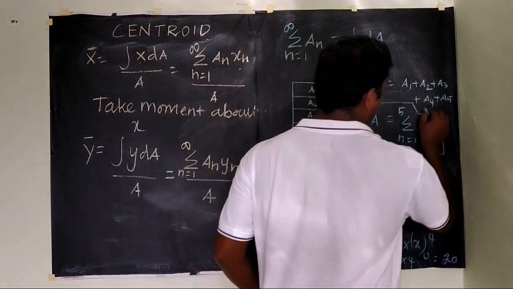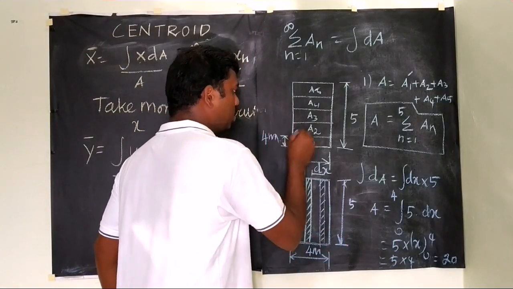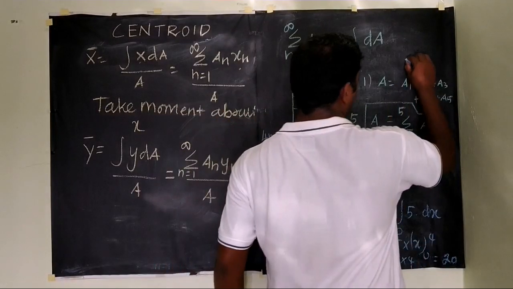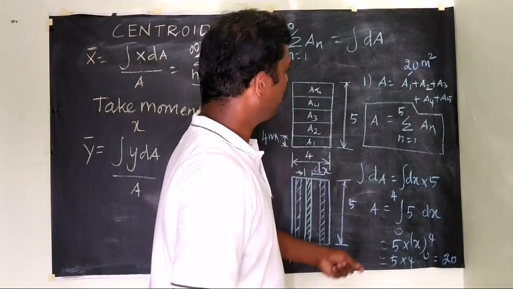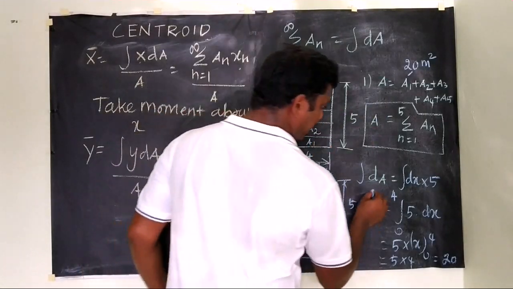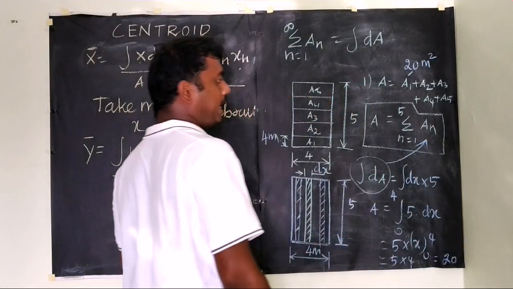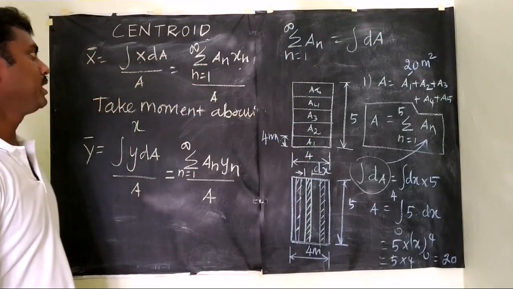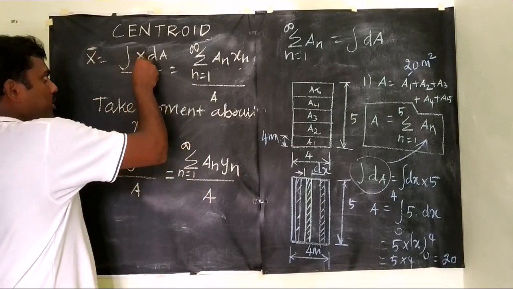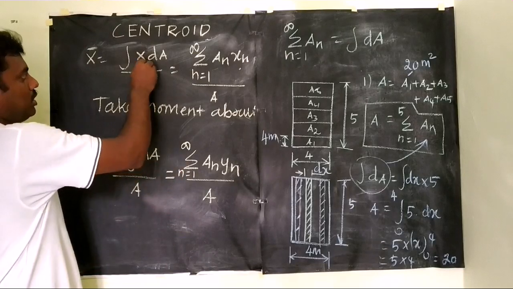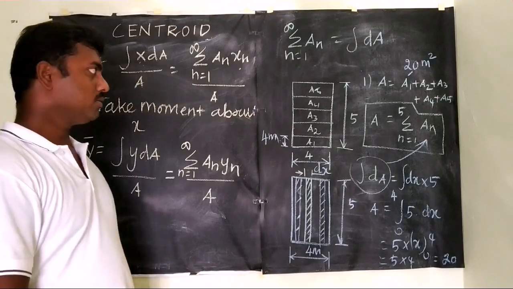Here also, each part has an area of 4 meter square. So totally we have 5 parts. So 5 into 4, 20 meter square. So now we clearly state that integral of dA is equal to sum of an. So in some books they use this formula, in some other books they use this formula. Both are the same meaning only. Okay, thank you.